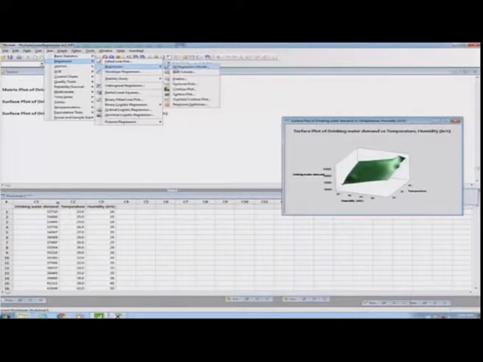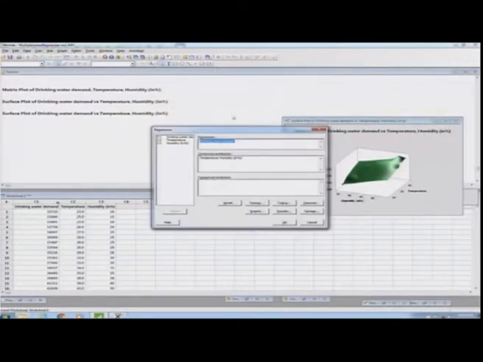Now let me fit a multiple linear regression model. You can see that in MINITAB it is not difficult, and it is a menu-driven software. Here I am taking my response variable as drinking water demand, and I have taken two independent variables, temperature and humidity. And we do not have any categorical variable which takes values such as 0, 1 or something like that. Now, let me explain the different options which are available to us.